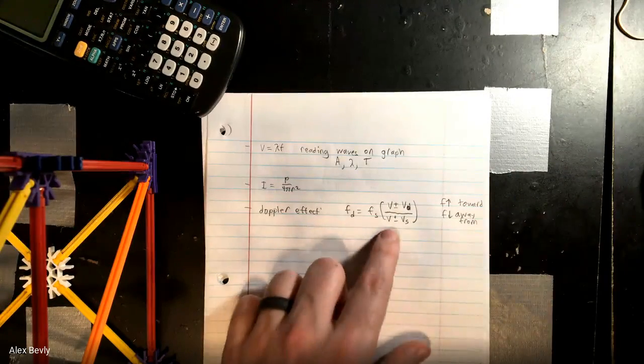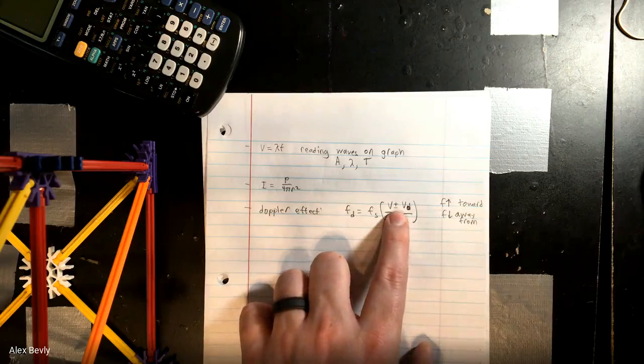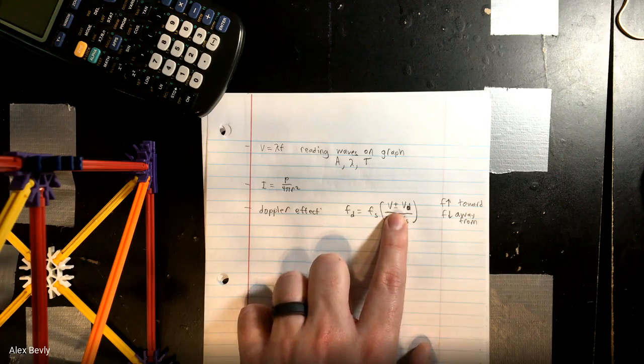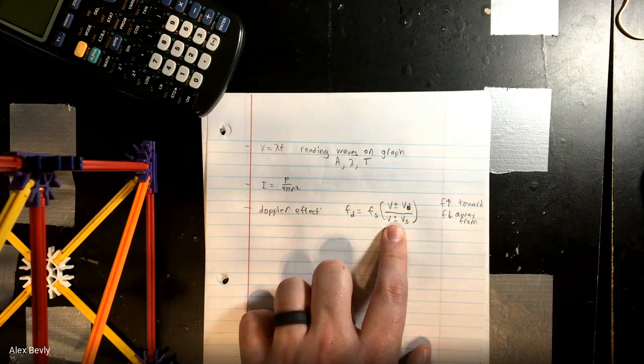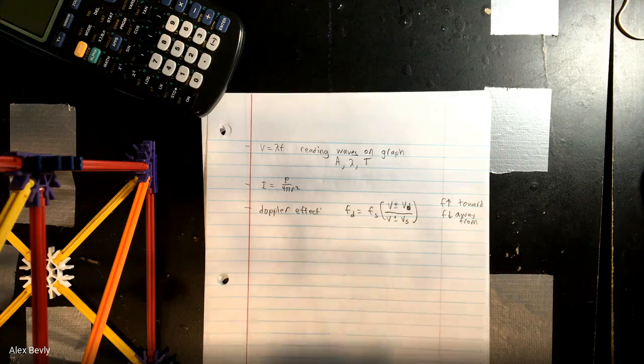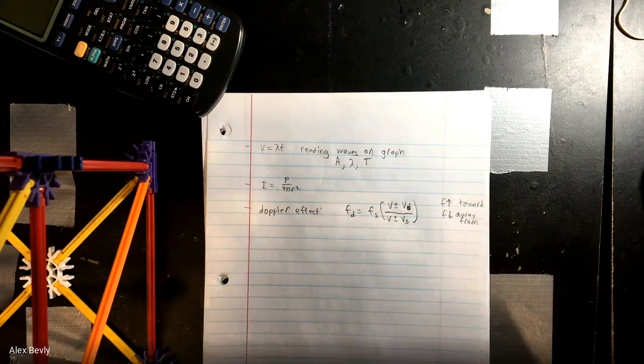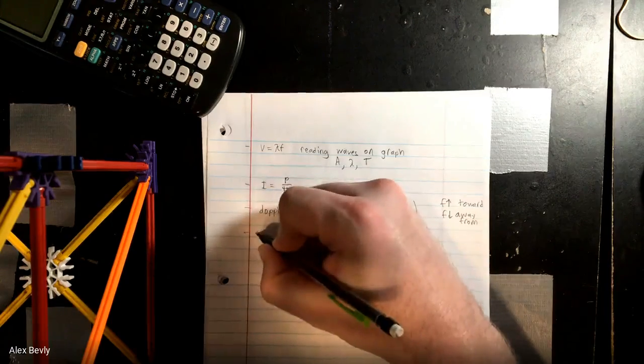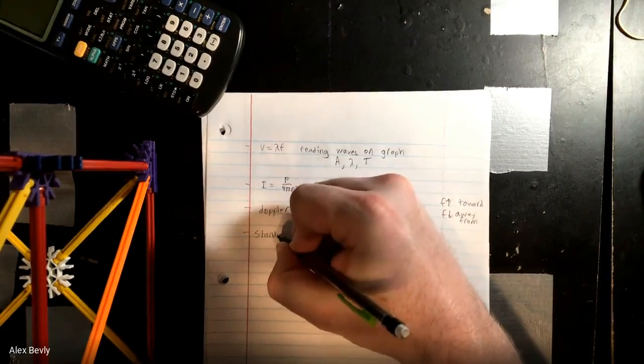And then you have to think about what happens. Plus in the numerator makes the number big, but plus in the denominator makes the number small, things like that. So that's the Doppler effect. And then the last thing is going to be standing waves on strings.